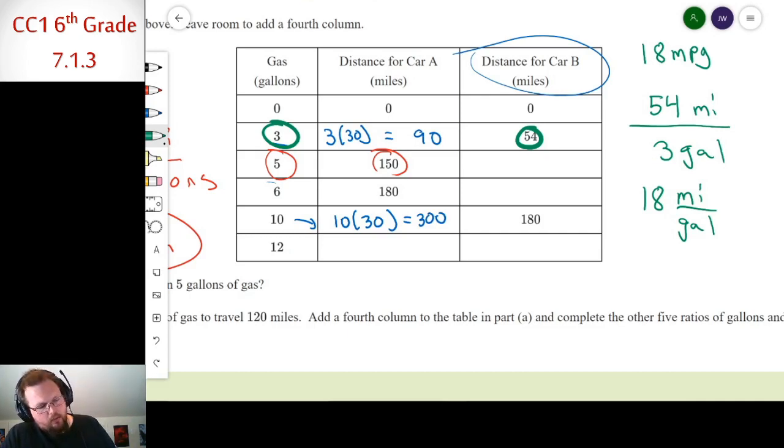And then if you want to figure out 5 gallons times 18, that equals 90 miles. 6 gallons times 18 is 108 miles. And again, I'll leave the last section of 12 for you.